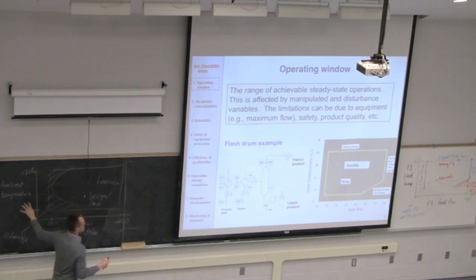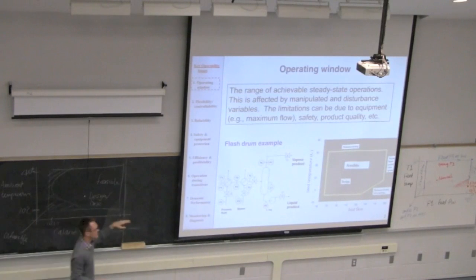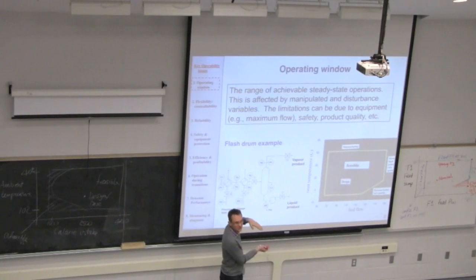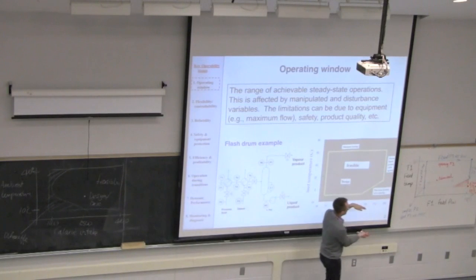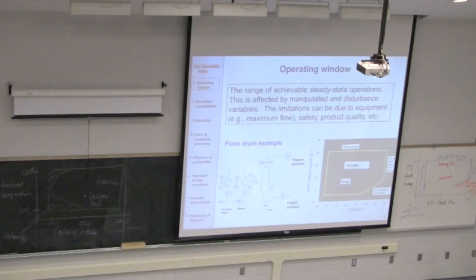Exactly the same here as your human body. You can only operate within certain ranges of temperature. This flash drum is no different. Coming in over here, it can only accept a certain range of temperatures coming in that define this type of vertical axis. Okay. So this is the key point on the operating window, is we design our process for over here, but it's no good if your process was only able to operate at that point.